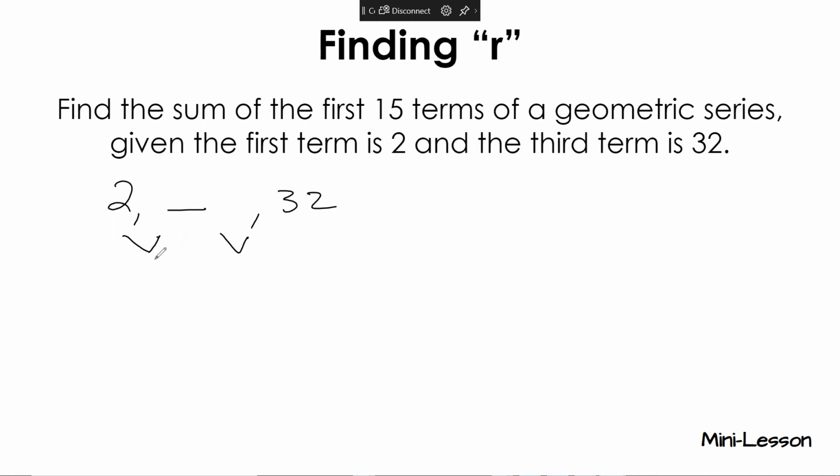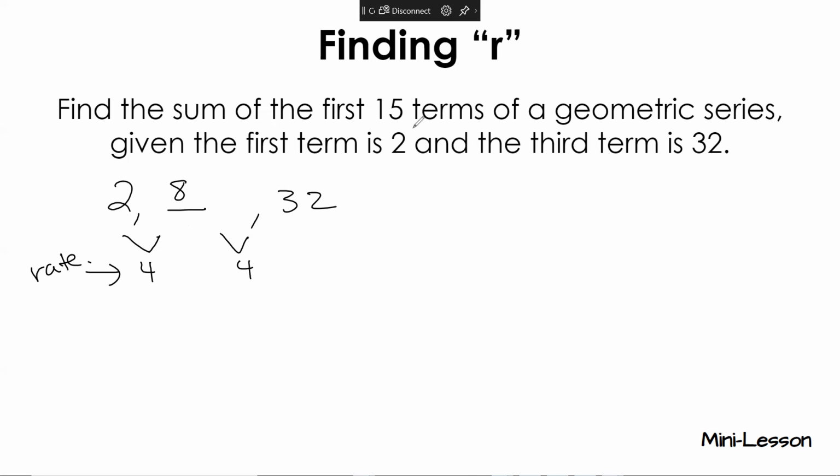What about 2 times 3? That would give us 6, right? 6 times 3, would that give us 32? Nope. What about 2 times 4? That would give us 8, right? And 8 times 4, would that give us 32? Yeah. Okay, so we know that the rate is going to be 4.